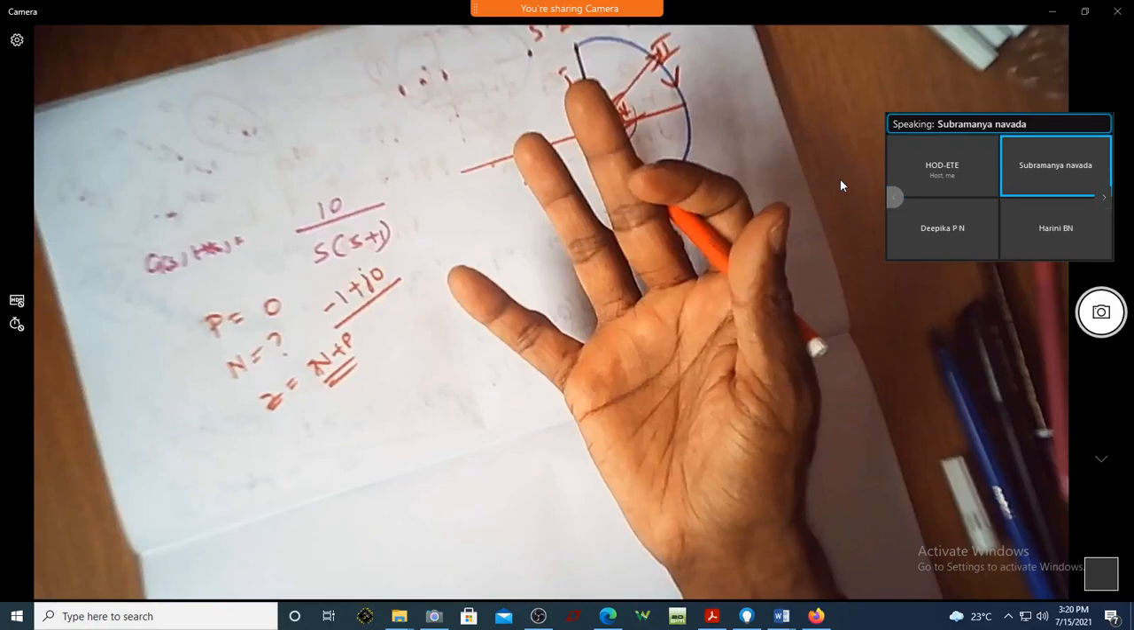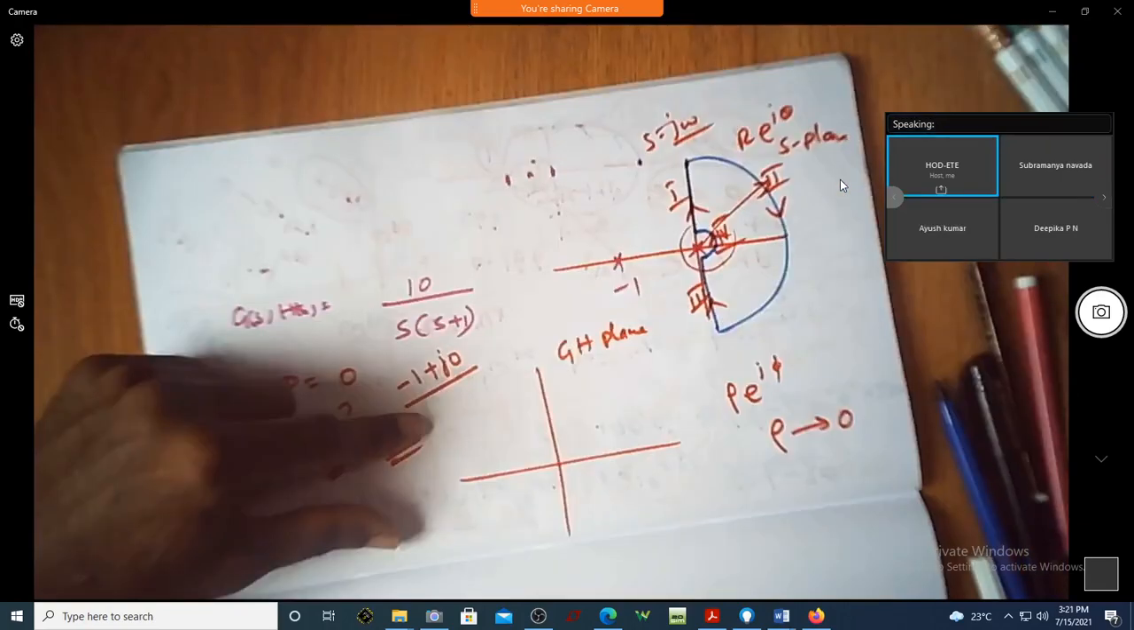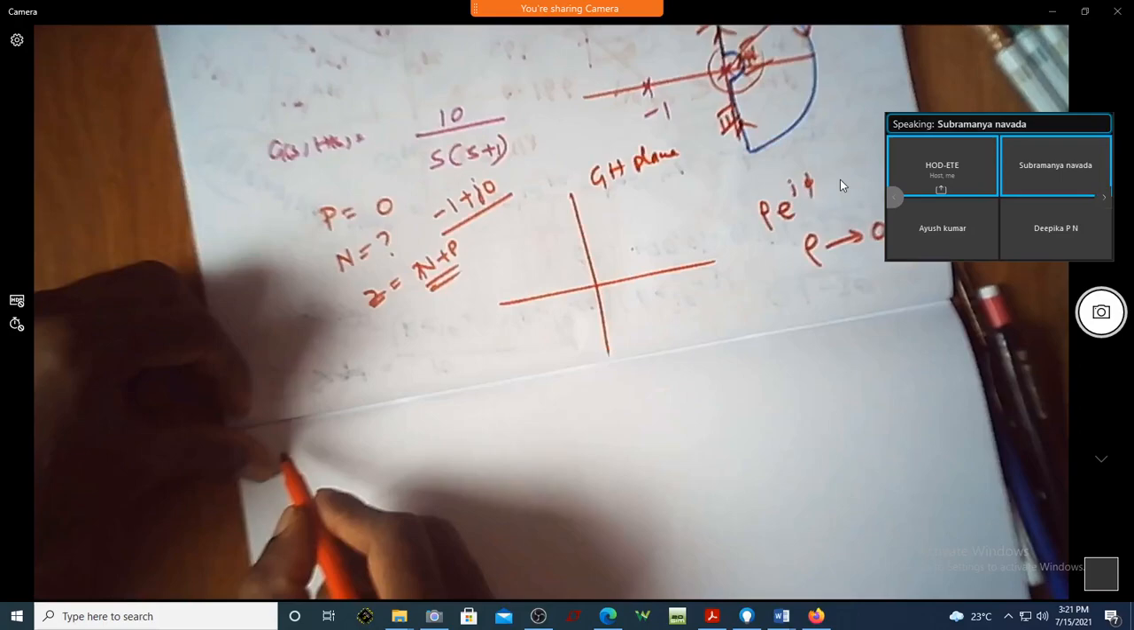Okay, 1 second. Okay, let me just cut this short. Now we will map the segments. We need to put it on... This is the s plane. Now I want to put it onto which plane? The GH plane, the Nyquist plane, or the G of s H of s plane. Now let us substitute the first segment where s is equal to j omega.